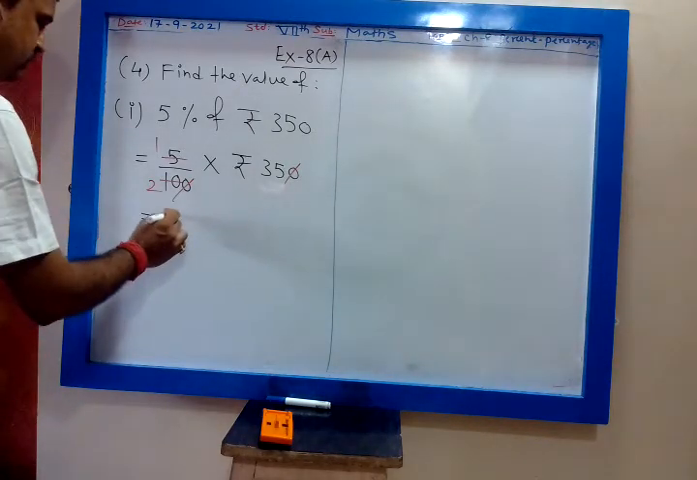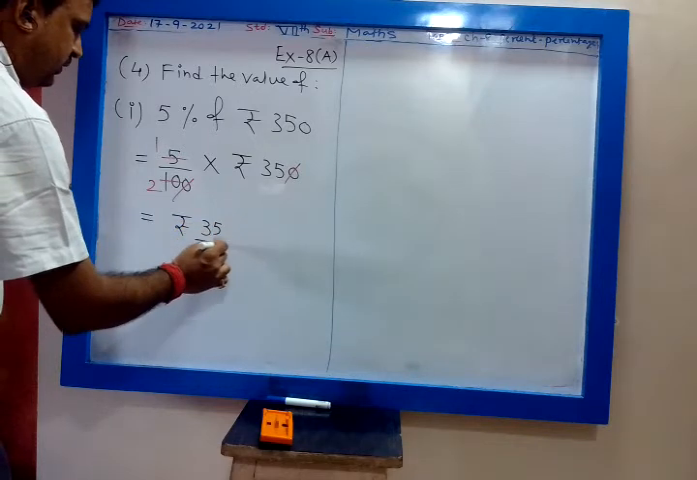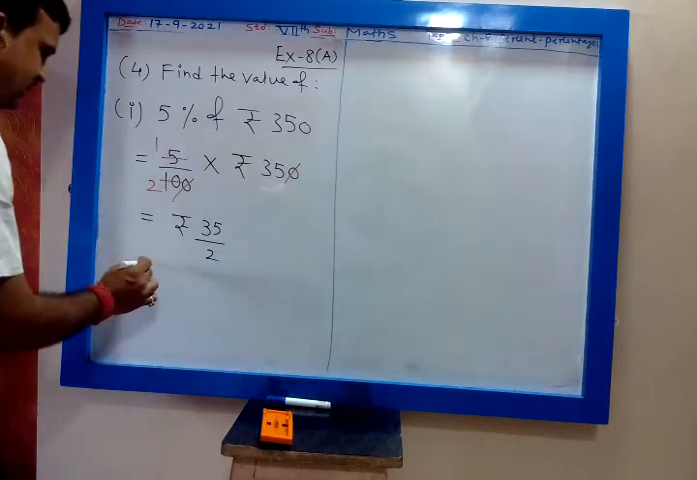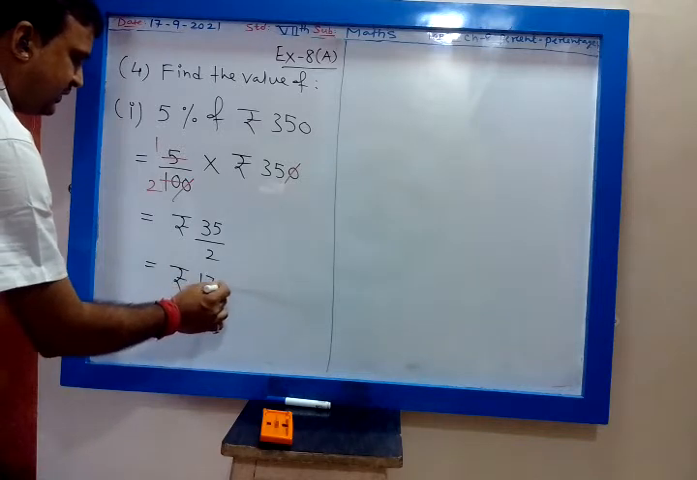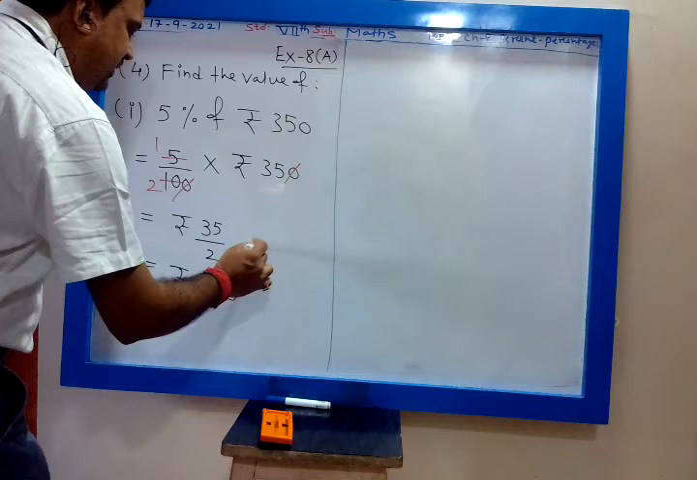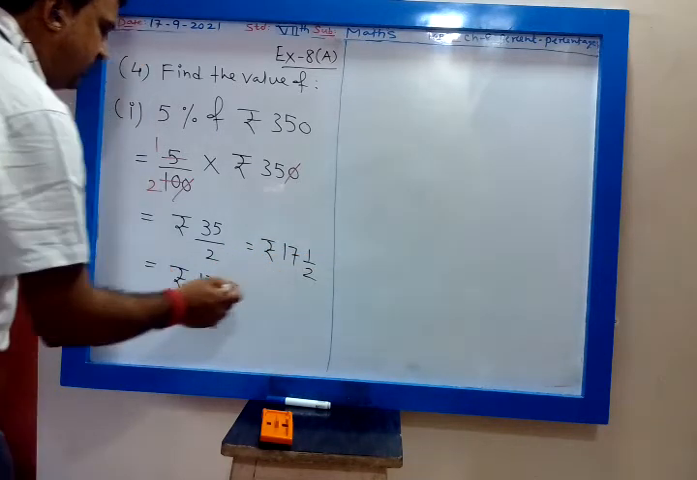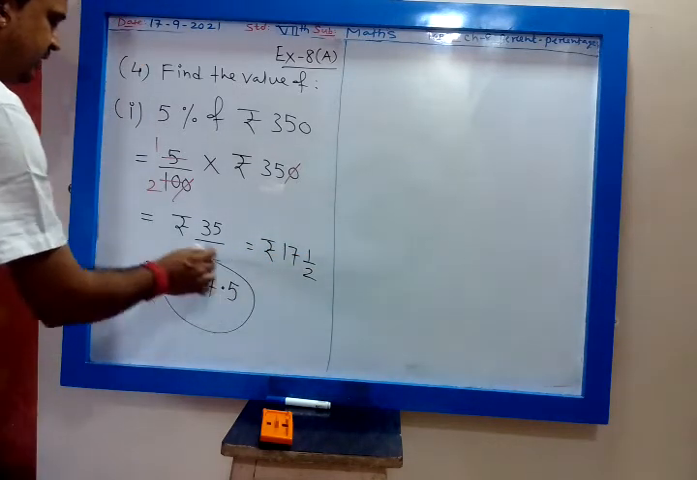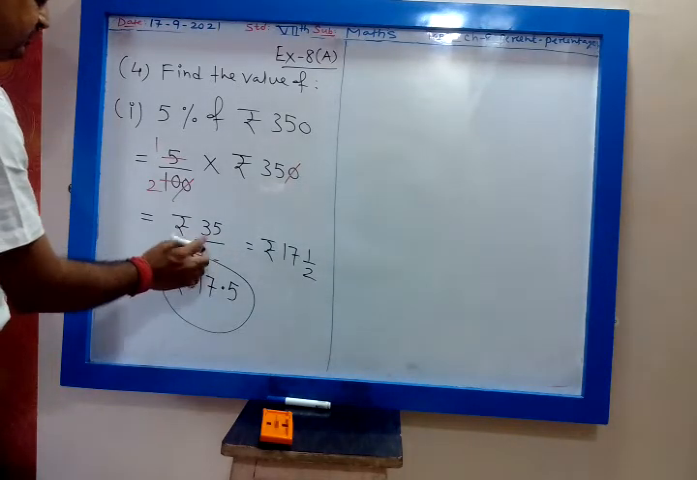So what is left? Rupees 35 upon 2, which is the same as rupees 17.5. Rupees 17.5, or this is the same as rupees 17 and 1 by 2. 17 and 1 by 2 is 17.5. So this is the answer. Is it clear?